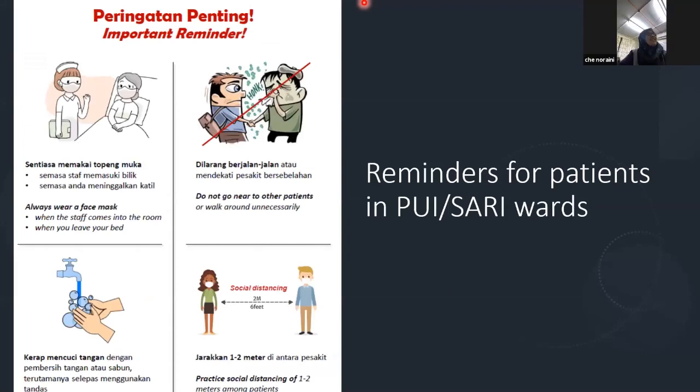Right, then just some reminders for patients in the ward: always wear your mask when the staff comes in. Don't go near each other, because we have to cohort many of these patients. We sometimes even cohort PUIs. We try not to, but sometimes we're short of beds. We tell them, don't go near each other, wash your hands all the time, stay away from each other, don't go and sit on each other's bed.